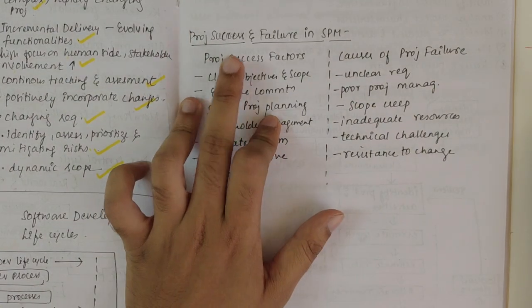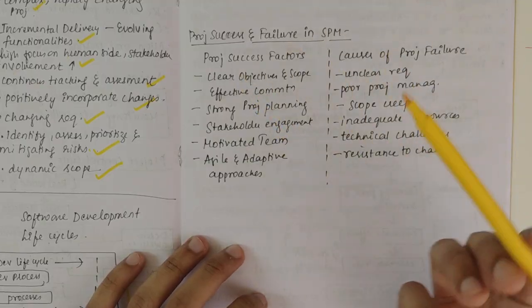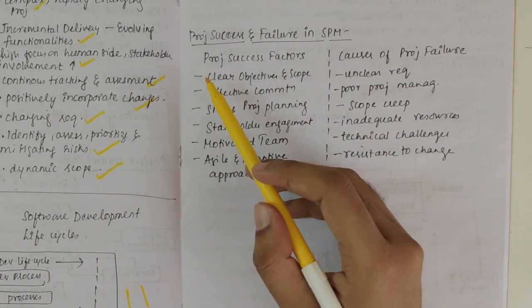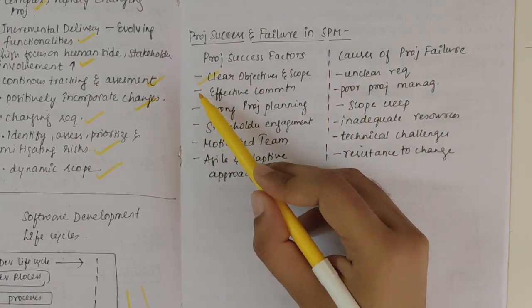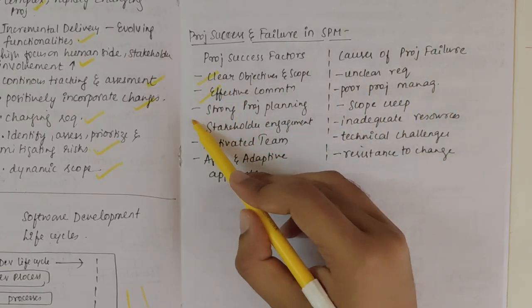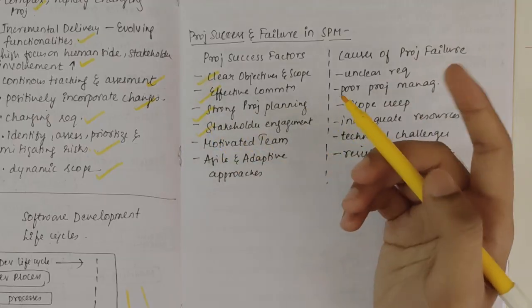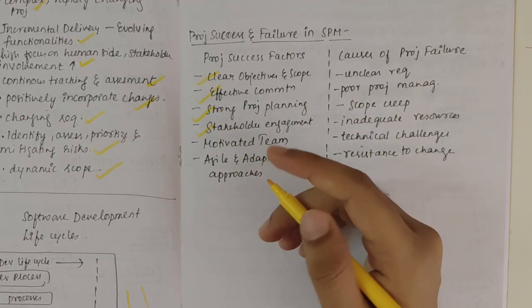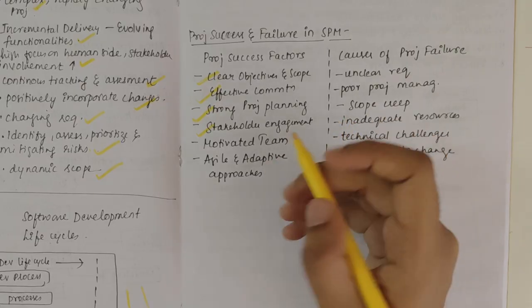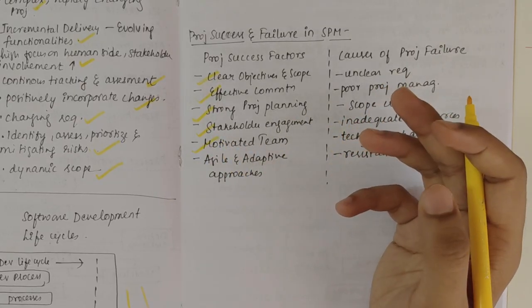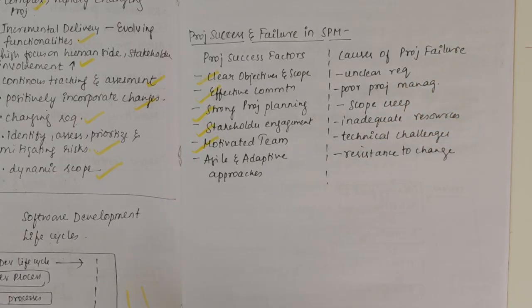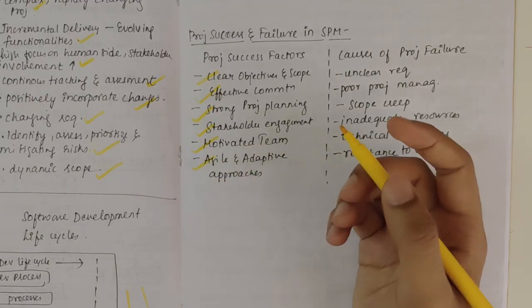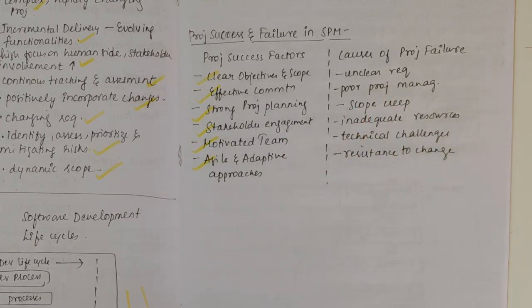Next we have project success and failure. So project success factors. What are the factors affecting the success of a project? If the objectives are clear and the scope is clear, yes, it leads to success. Effective communication should happen between the teammates. There has to be strong project planning. Stakeholder engagement should be there, so that as and when any changes are required, they should tell us so that we can implement them in real time. Then the teammates working in our team should be motivated. If they are motivated, we can do the work easily, quickly, and efficiency is increased. Then we have agile and adaptive approaches. We should make sure that we have adaptive approaches instead of sticking to the classical approaches.